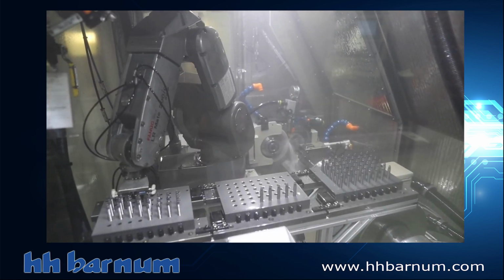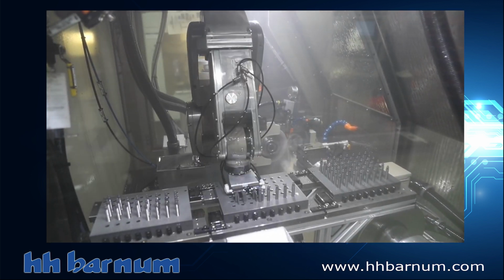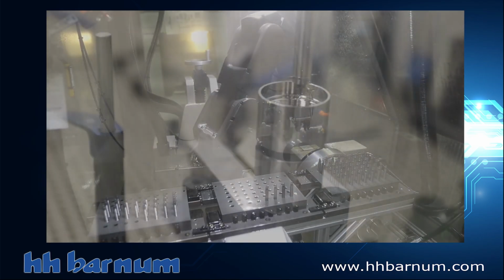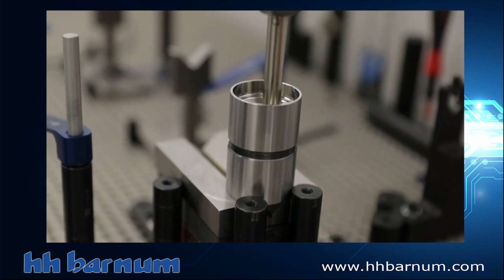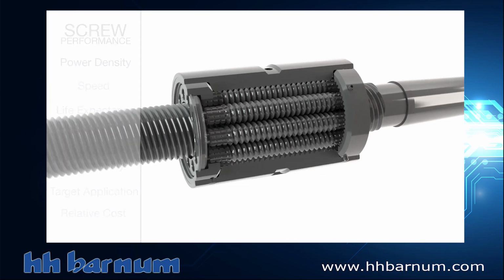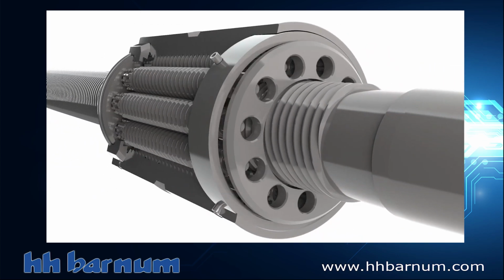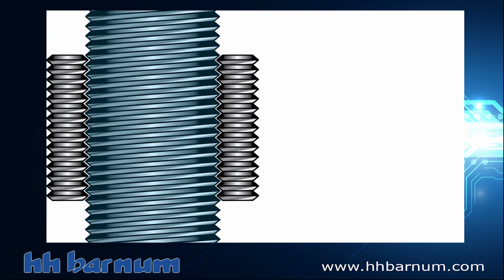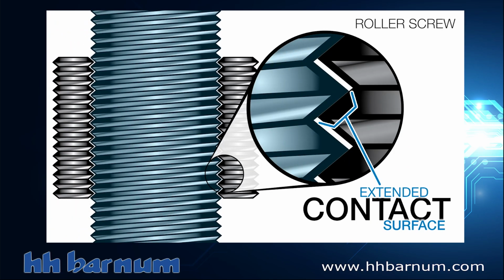Two of the most common screw technologies used in industrial linear actuators are ball screws and roller screws. It is important to understand the benefits and limitations of both technologies. The power density of a roller screw enables more power in a smaller package than a comparably sized ball screw. With more contact points and increased contact surface area, roller screws distribute the load more effectively than ball screws.